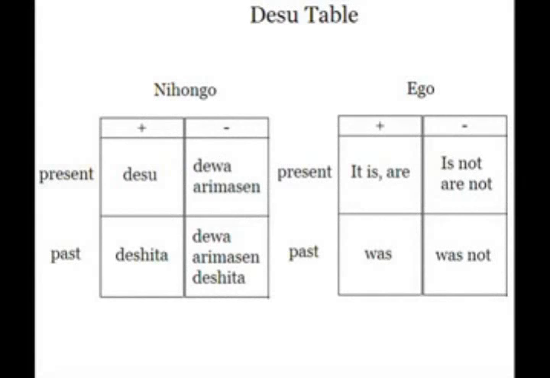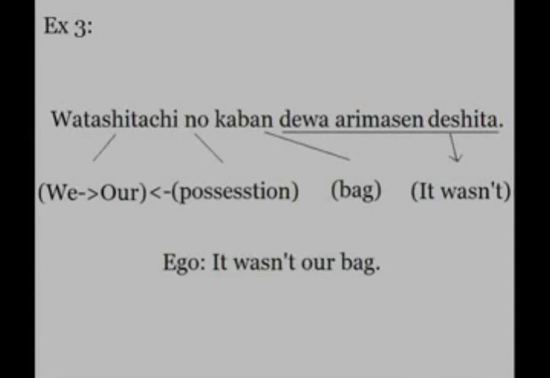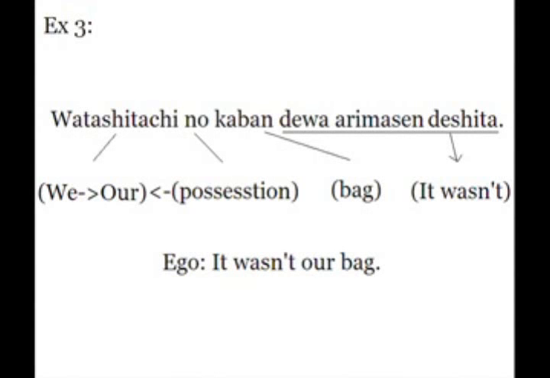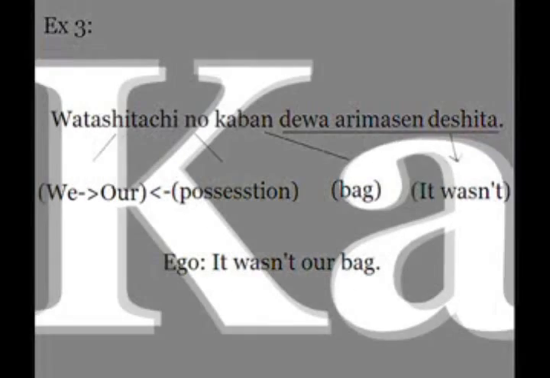Now, for the final one, the past negative form of des is ではありませんでした. You combine the past and the negative form together, so you get ではありませんでした. For example, 私たちのカバンではありませんでした. That's going to mean it was not our bag. ではありませんでした means was not. Alright, well that's the des table for you.